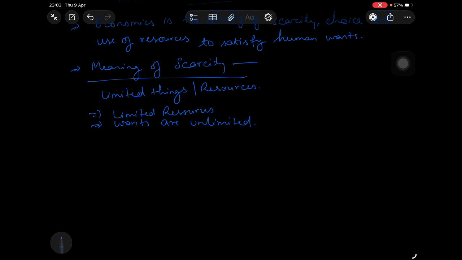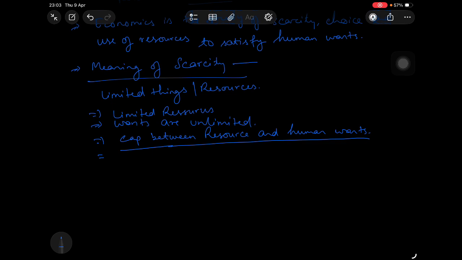So there is a gap between resource and human wants. There is a gap between resource and human wants. So this complete explanation, this complete statement is considered as scarcity.